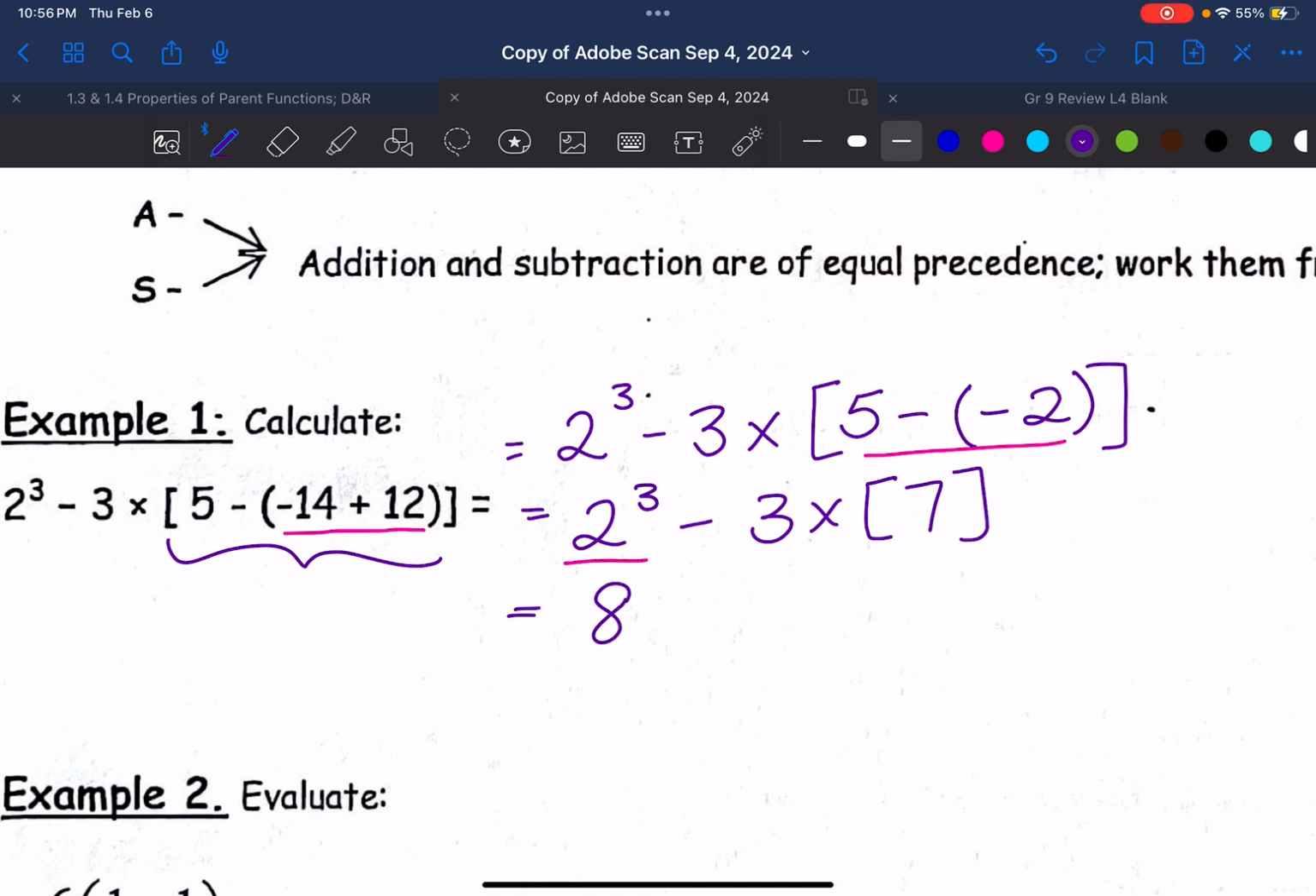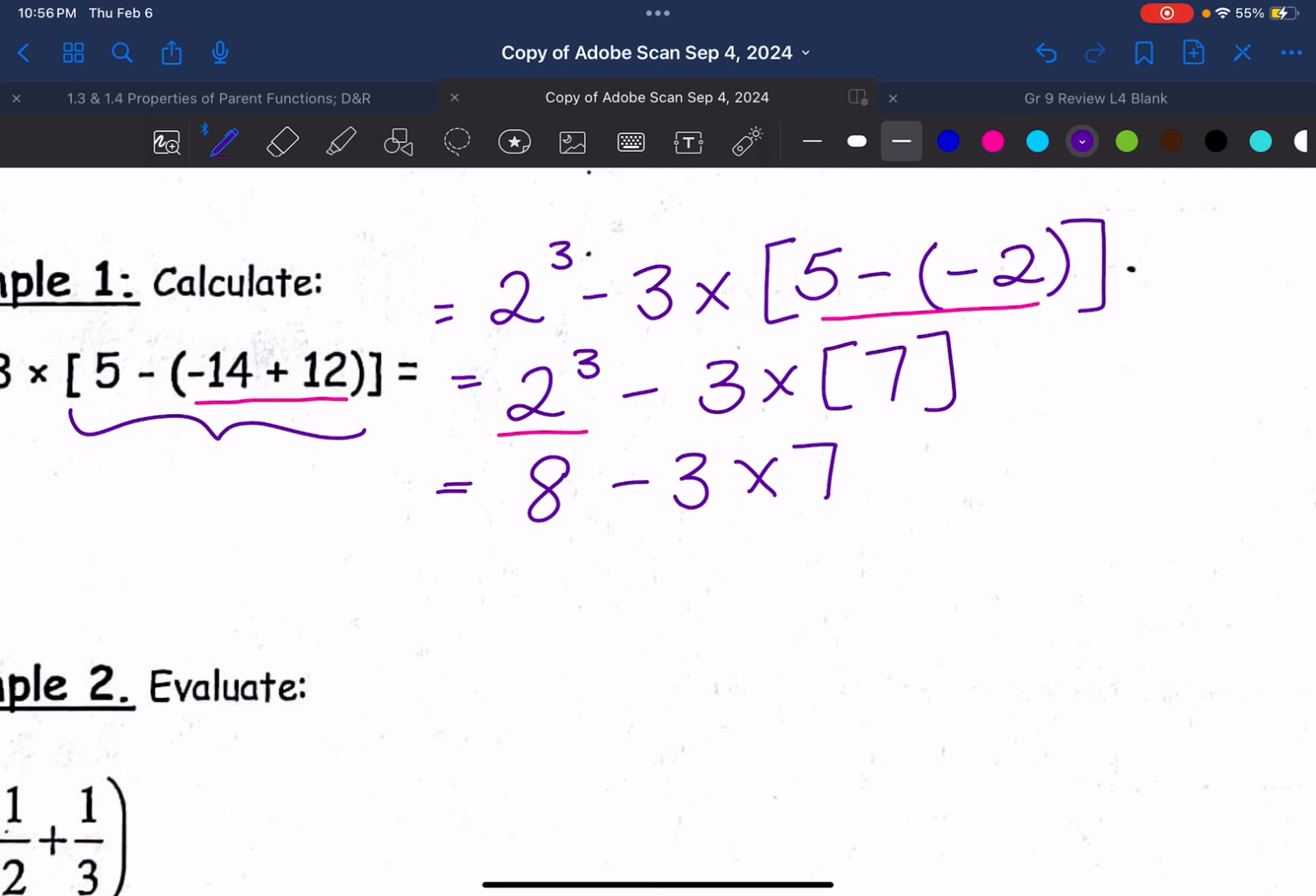So we're left with 8 minus 3 times 7. I don't have to keep writing the brackets for 7. It's fine, it's just 7. So okay, exponent is done. I'm moving on to the next letter. D, I don't have any division, but I do have M, multiplication. So I'm going to do that first before the subtraction. So this is really going to be 8 minus 3 times 7, which is 21. And then my last step is the subtraction.